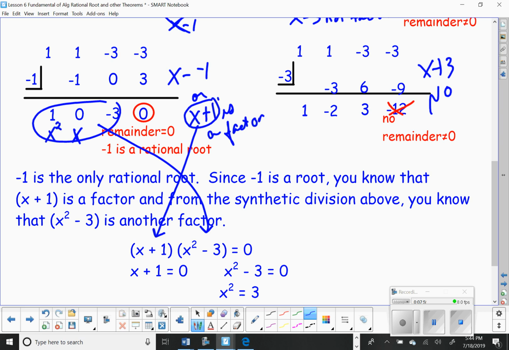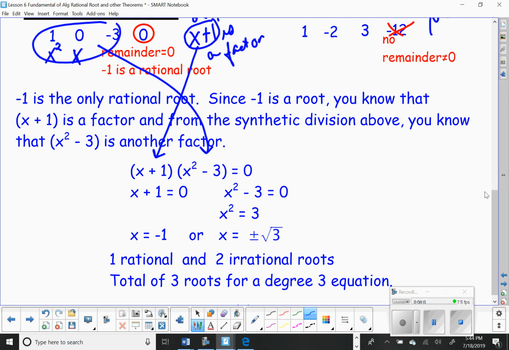Now I can solve each one of these, and actually I don't need the quadratic formula. Over here, I subtract 1 from both sides, and x is equal to negative 1. Over here, I'm going to add 3 to both sides and then take the square root. I have 1 rational and 2 irrational roots, which make a total of 3 roots for this equation. These are my roots.